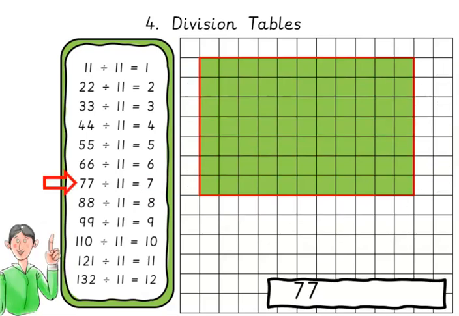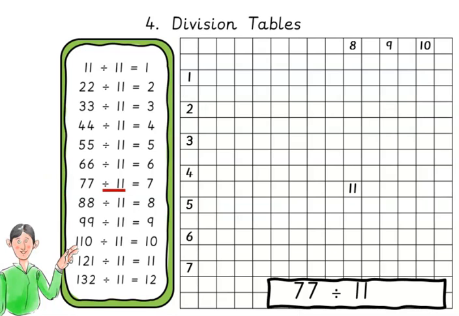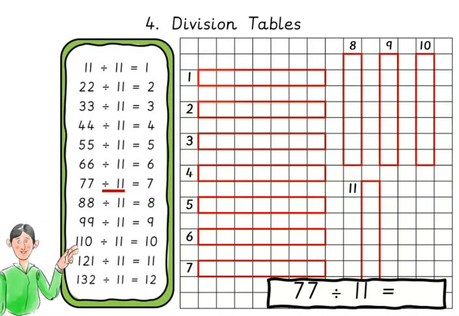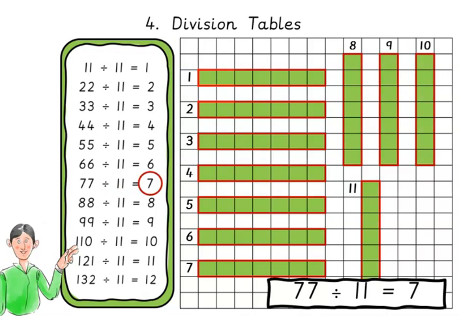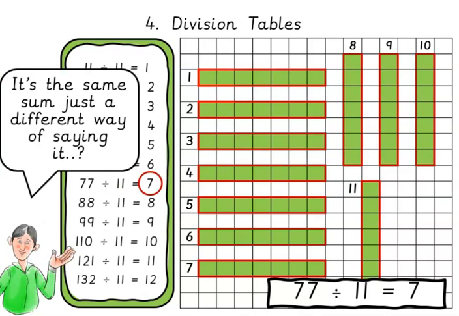Now, while we're here, I would like to teach you a different way of saying it. So if I take 77 again, but this time I'm going to split it into 11 groups. So 1 group, here's another group, 3 groups, 4 groups, and so on up to 11 groups. And I share the 77 equally into 11 equal groups, then there will be 7 in each group. It's the same sum, just a different way of saying it.